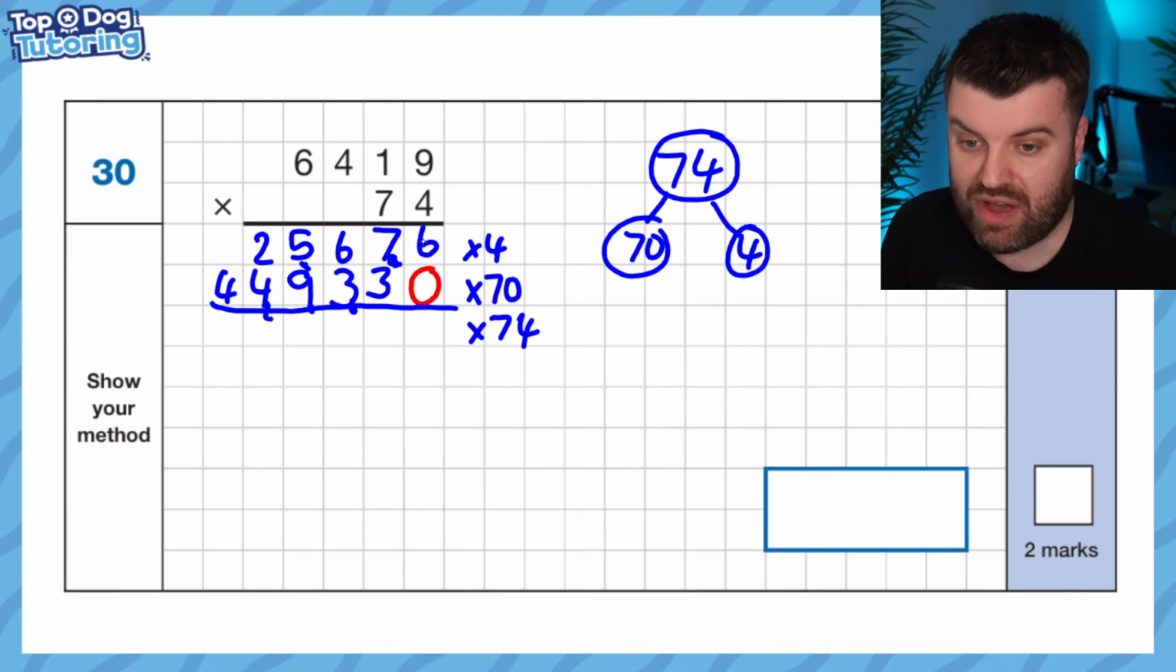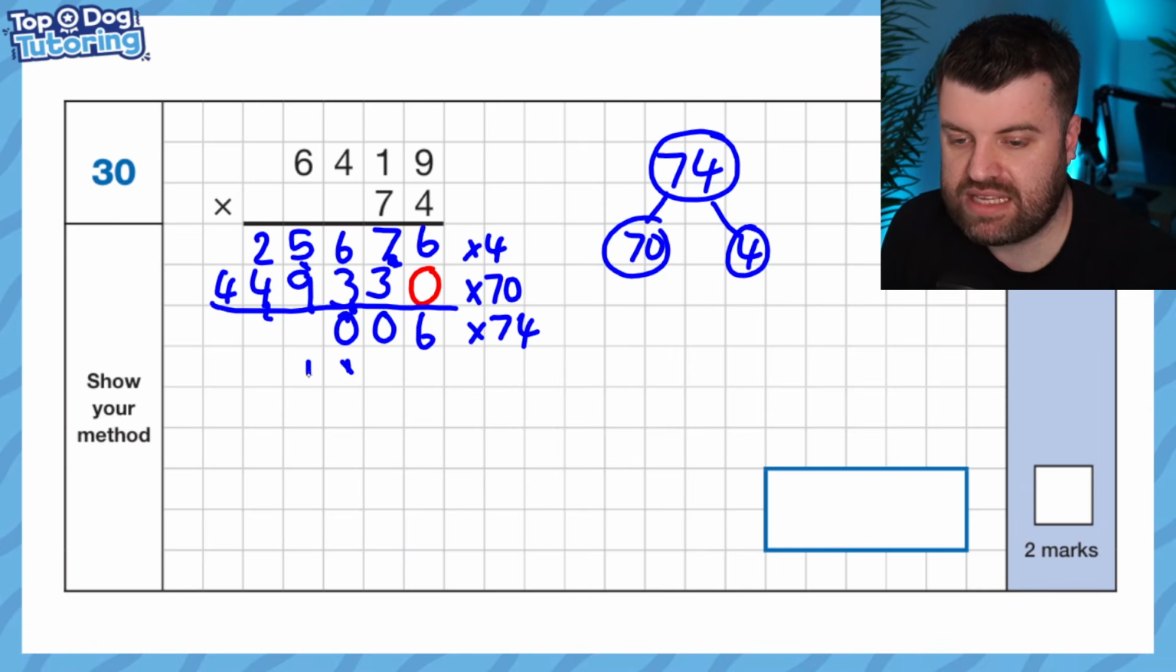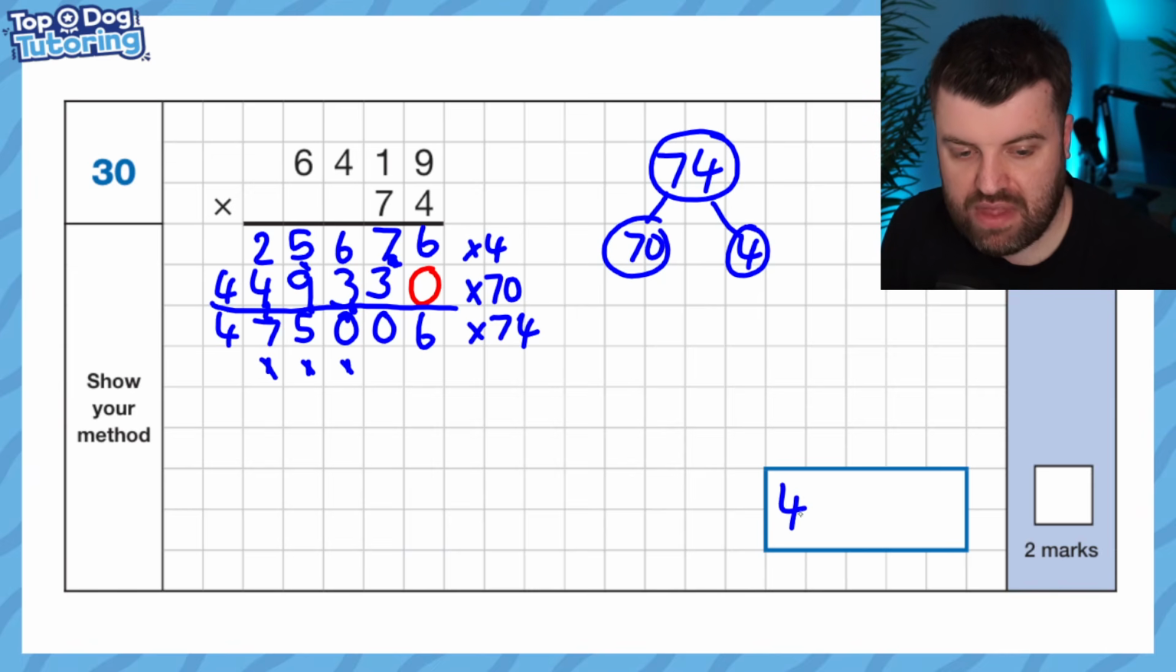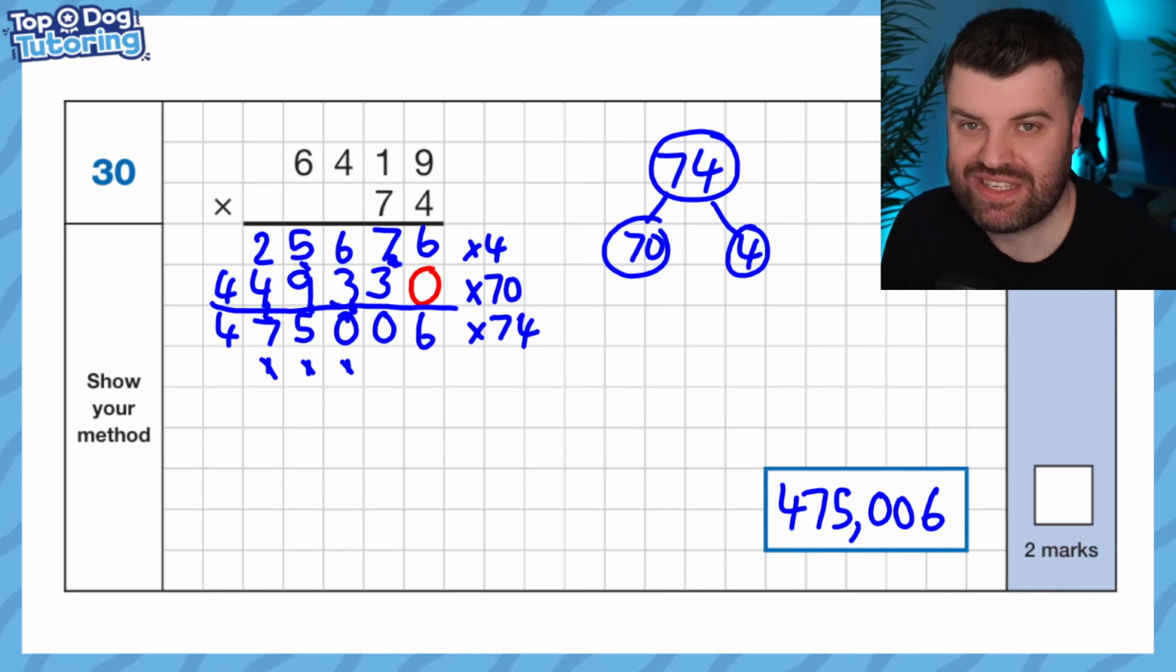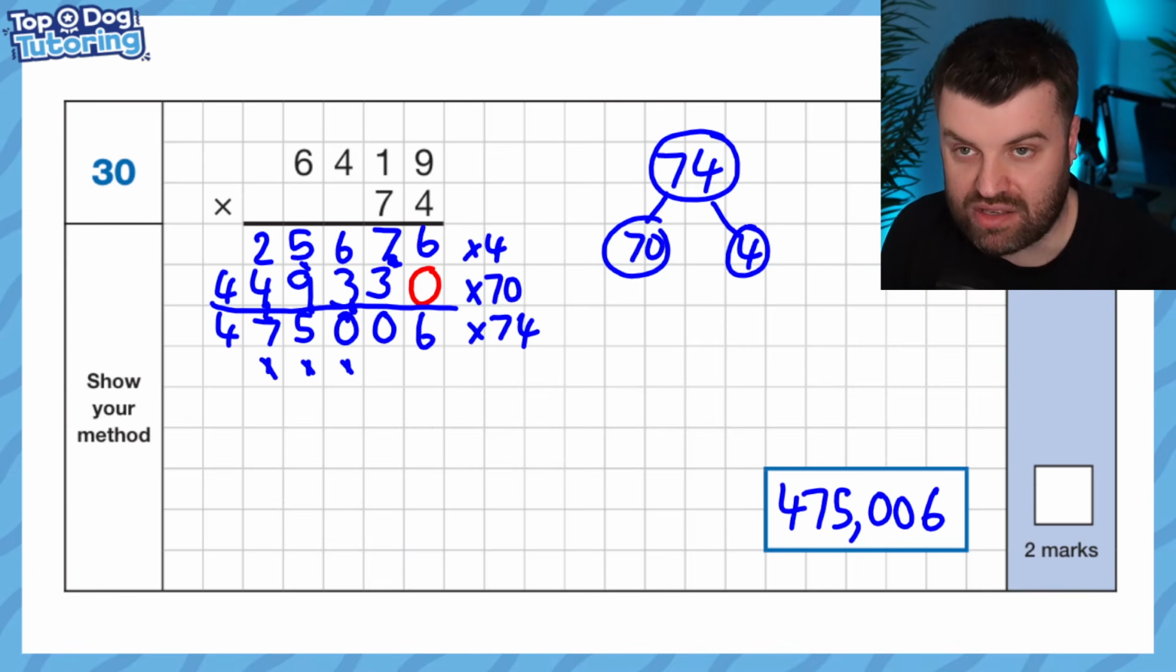6 plus 0 is 6. 7 plus 3 is 10. 6 plus 3 is 9, plus that 1 there is another 10. 9 plus 1 I'll do first because that makes 10, plus 5 is 15. And the 1 comes over. 2 plus 4 is 6, plus 1 is 7. And then the 4 drops down. Large number here, 475,006. Nothing in the hundreds and nothing in the ones.